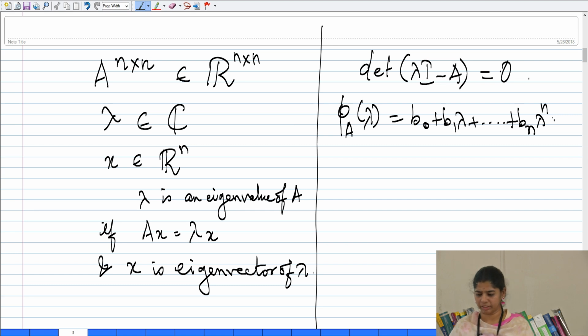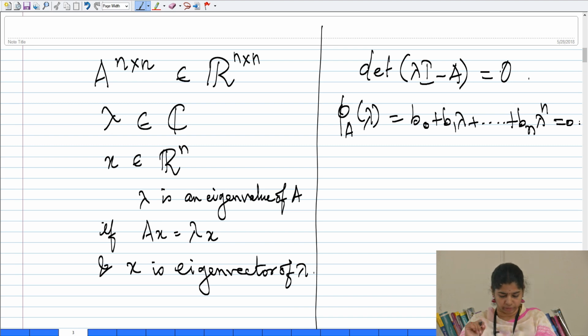So this is the characteristic polynomial, and the solution of this equation is going to be the roots of this equation. If I take this polynomial and equate it to 0, the roots of this will be the eigenvalues, right? So this much we are all clear about at this point of time.